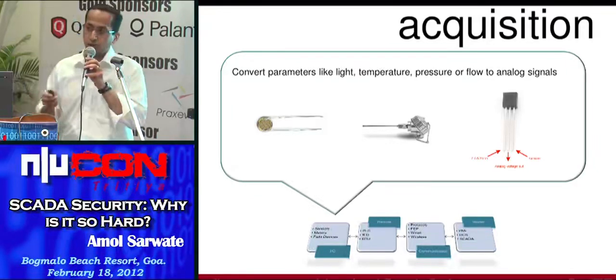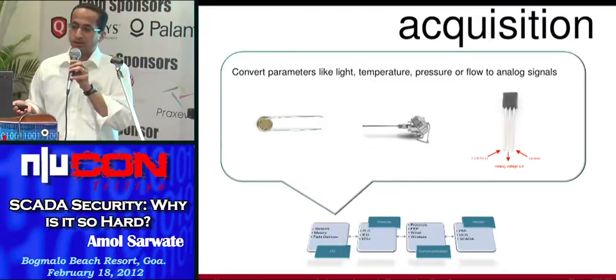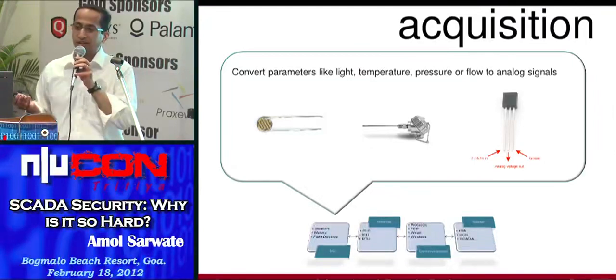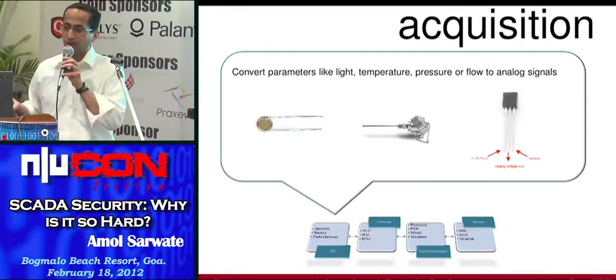They have two-way communication with data conversion components. What these data conversion components typically do is convert discrete or analog measures into digital format.